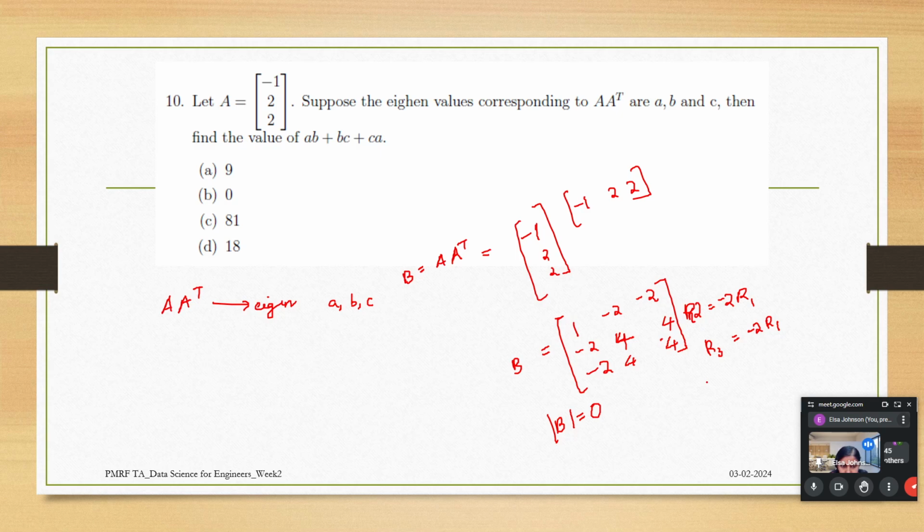Since they are linearly dependent, only one eigenvalue will be non-zero. Among the eigenvalues, in your case, A will be non-zero and B, C will be 0. So in that case, since two of them are 0, the expression will be 0. So the answer here is 0. I hope that's clear.